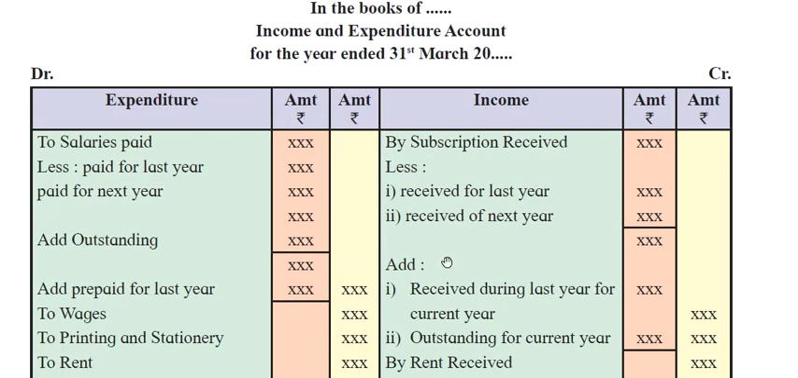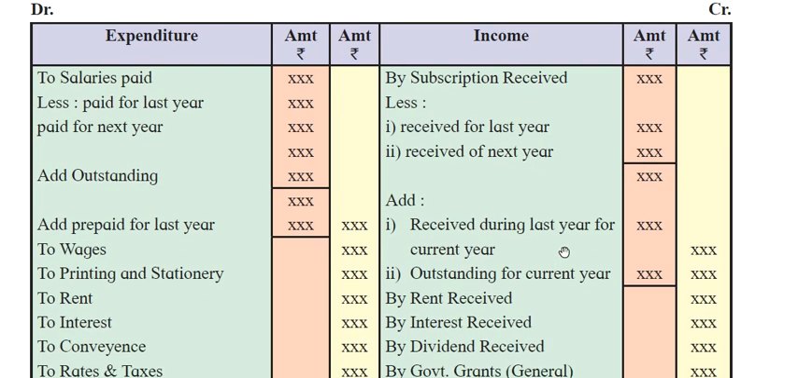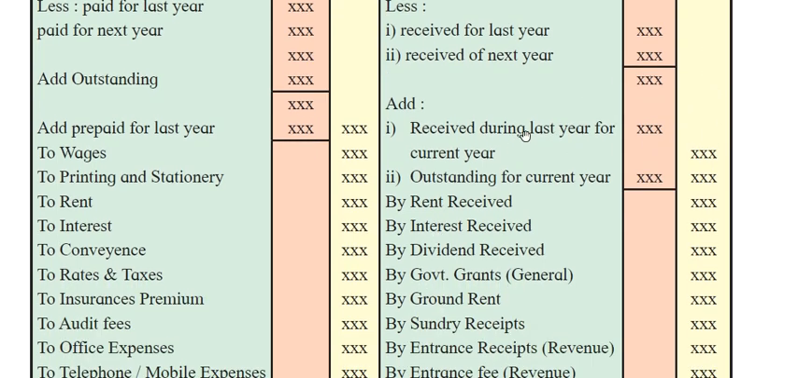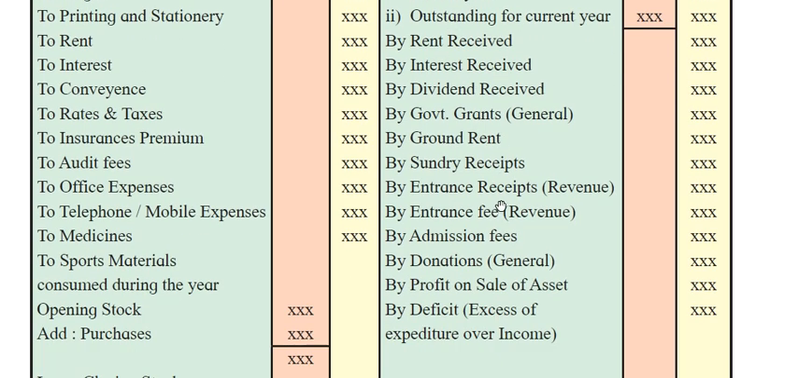And what are the income side entries? Subscription received, less received for last year and add received for next year. Those things we need to add in the inner column, and then the total amount comes in the outer column. And received during last year for current year, outstanding for current year, rent received, interest received, dividend received, government grants.